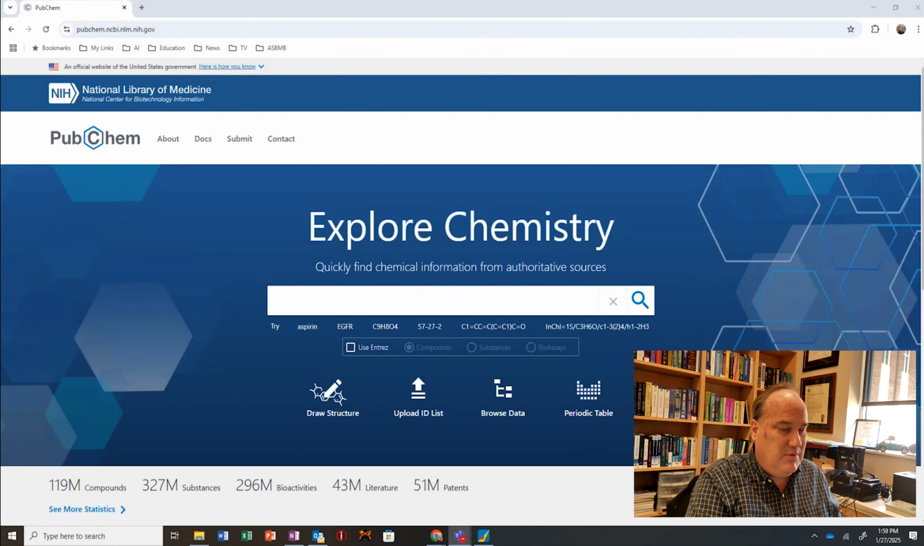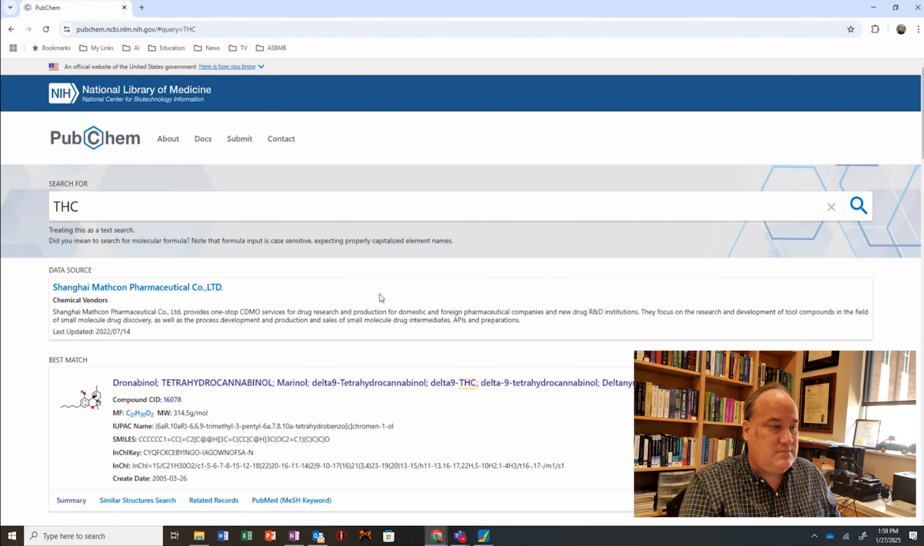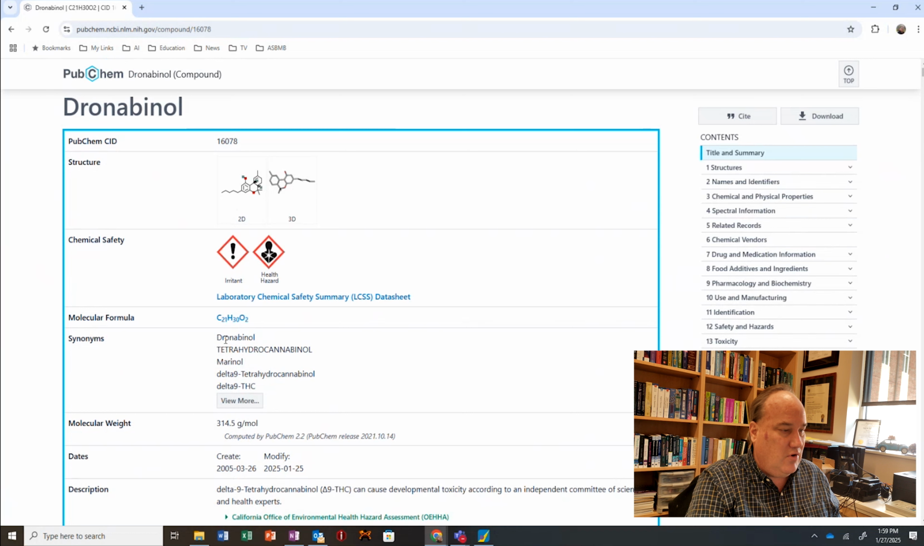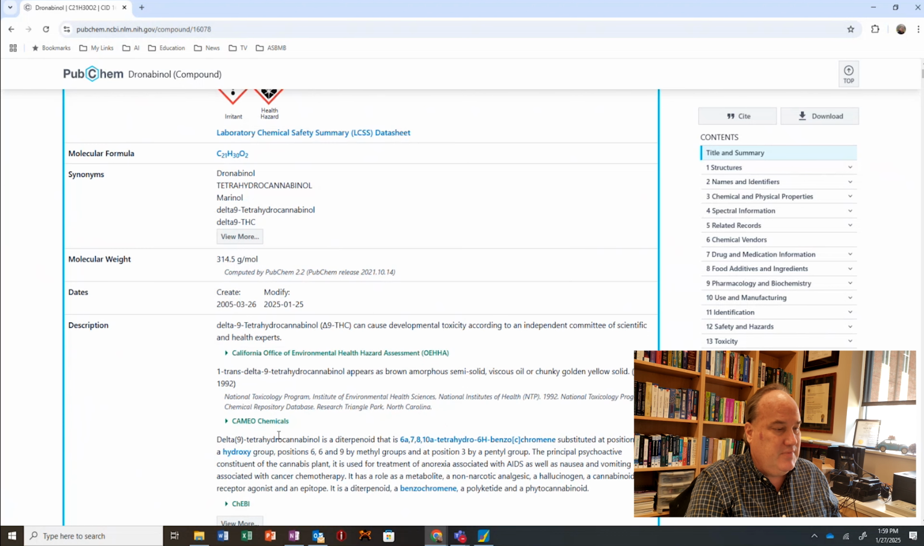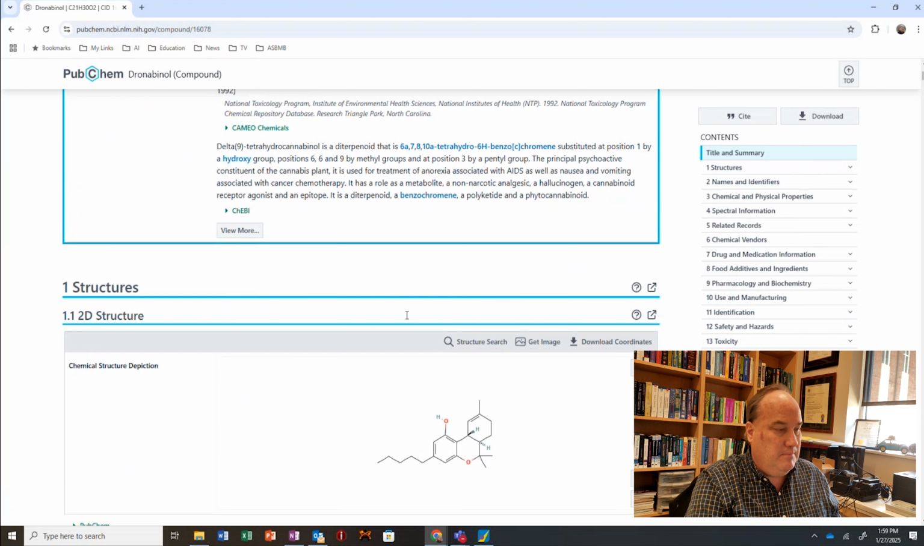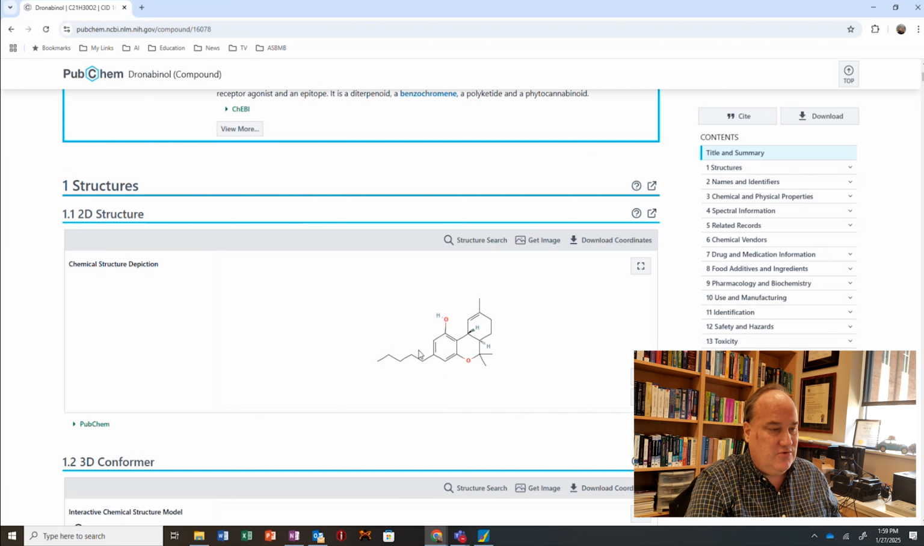If we kind of look at the chemical structure of marijuana, we can actually go to PubChem. We can search for THC right here. And so this is tetrahydrocannabinol. There's a few alternative names: dronabinol, Marinol. Most people just call it THC or delta 9 THC. It has a molecular weight of 314.5 grams per mole. And it tells you a little bit about its uses right here. And then, of course, we have the structure as well.